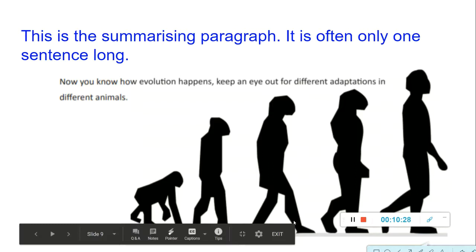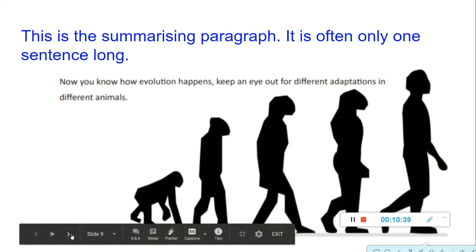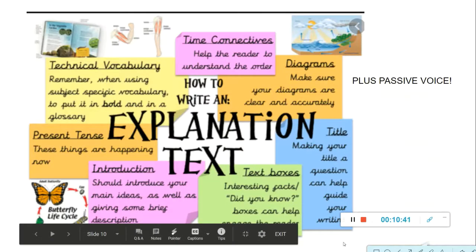This is the summarizing paragraph. It's often only one sentence long. Now you know how evolution happens. Keep an eye out for different adaptations in different animals. And there's another piece of technical vocabulary, adaptation.